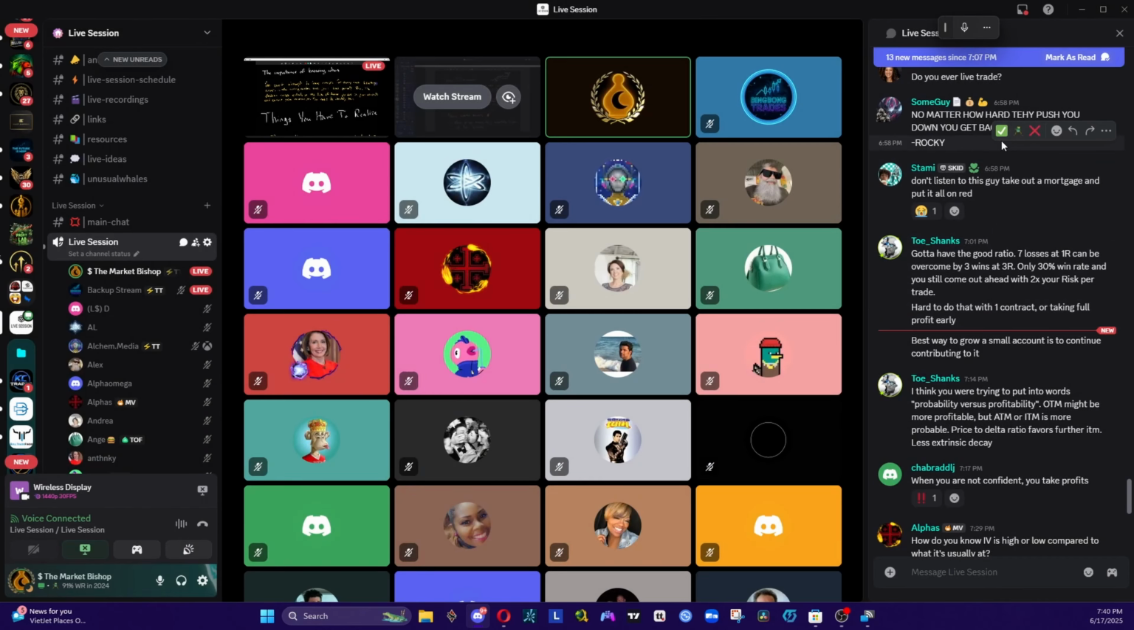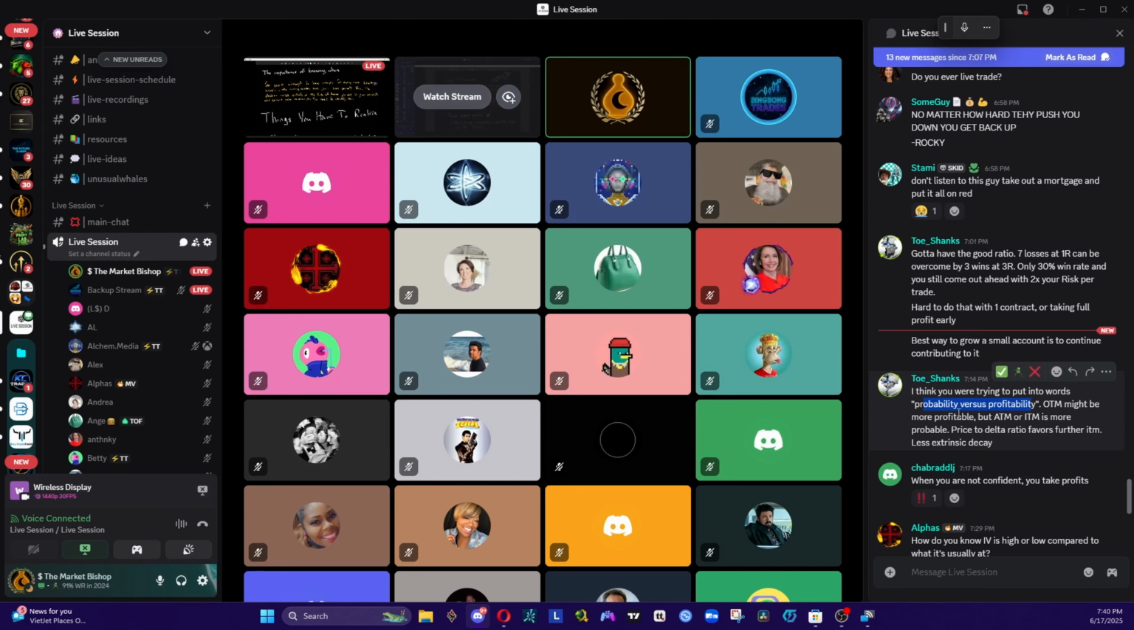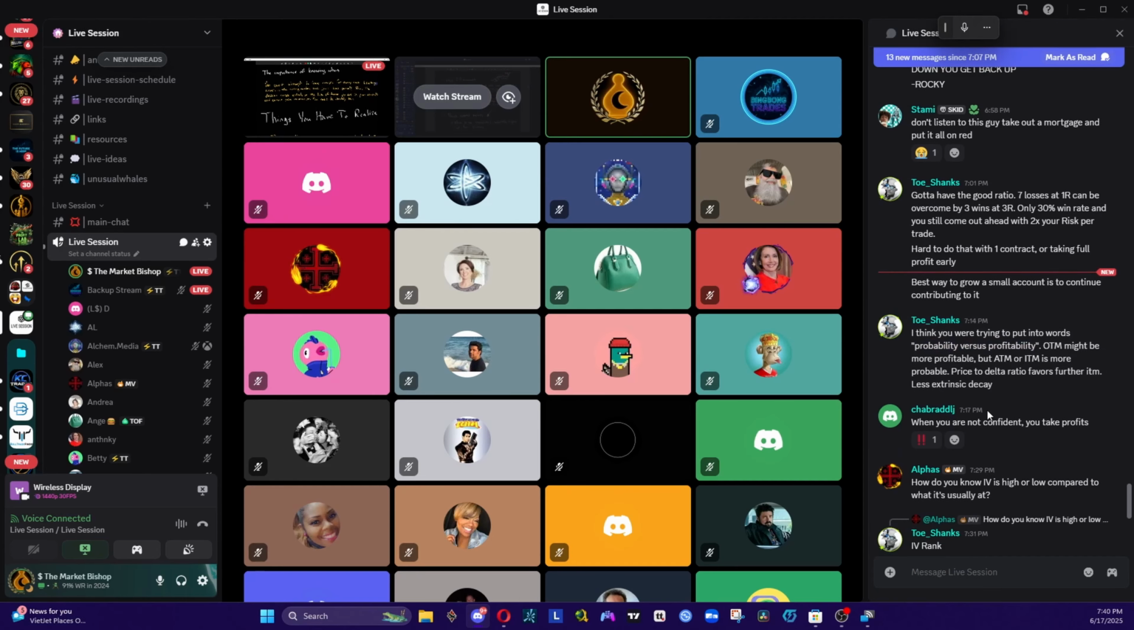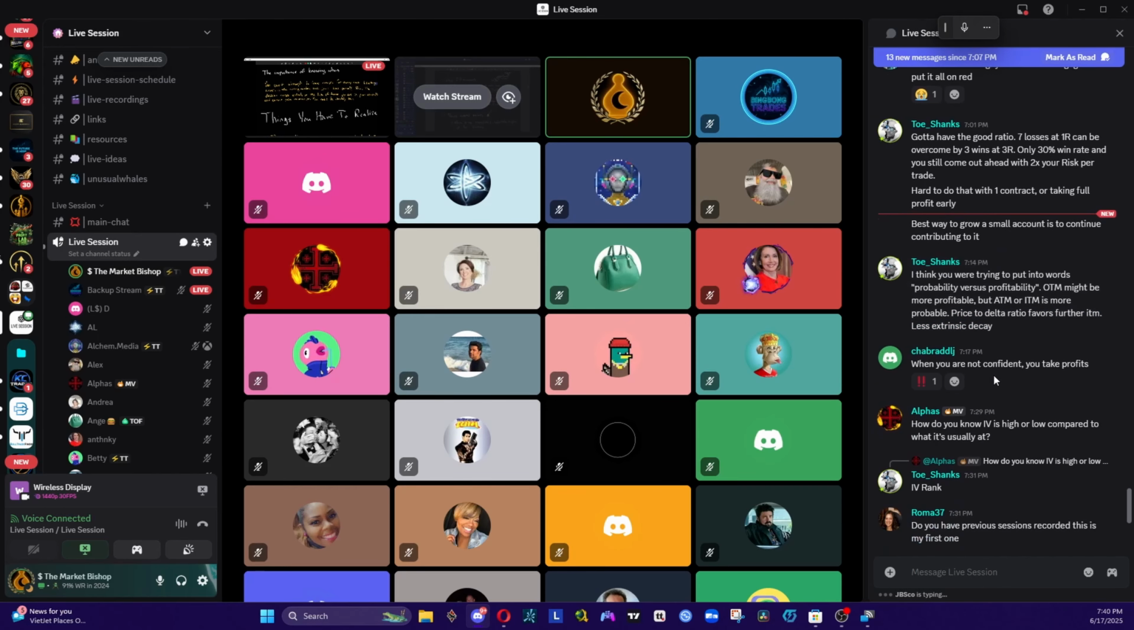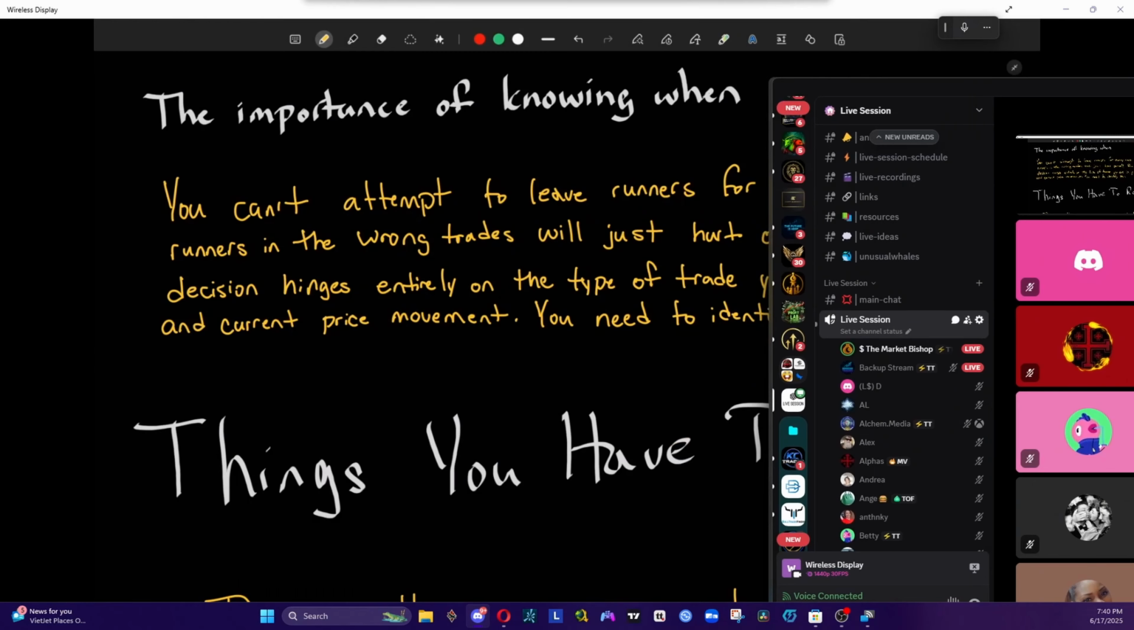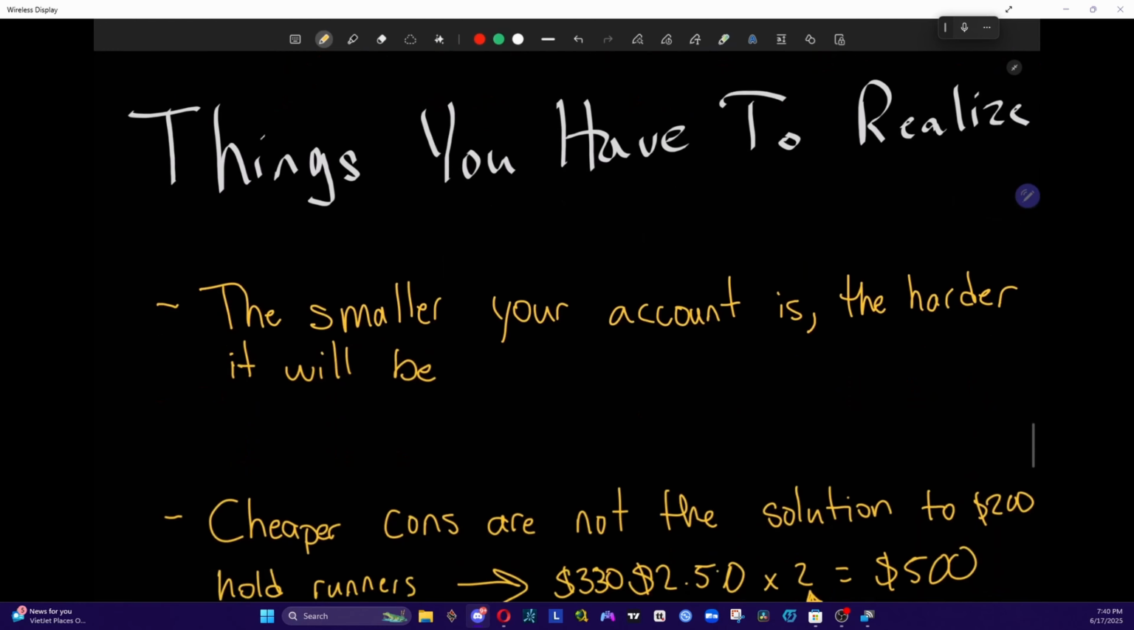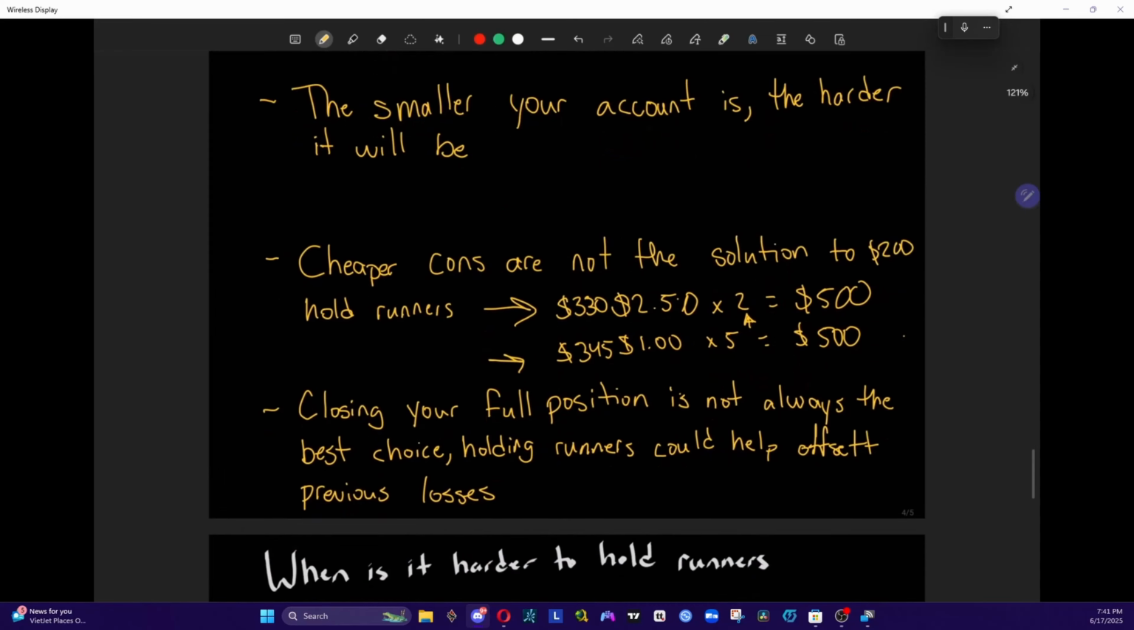That's funny. You've got to have a good ratio. 7 losses at 1 hour can be overcome by 3 wins at 3 hours, with only a 30% win rate. Absolutely, I agree with this. I think you were trying to put into words probability versus profitability. Yeah, you put it into a nerdy version, but that nerdy version is great. Thank you. When you're not confident, you take profits. So yes, this ties into, for example, the part where I was talking about, you know, the, where was it?